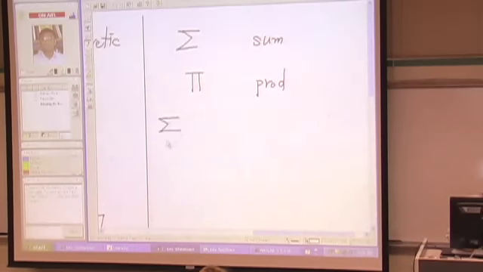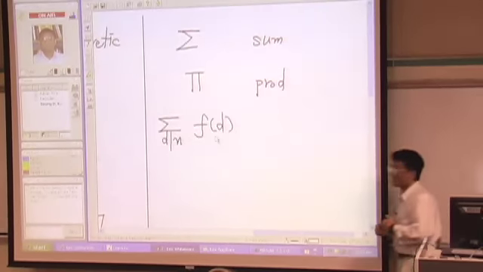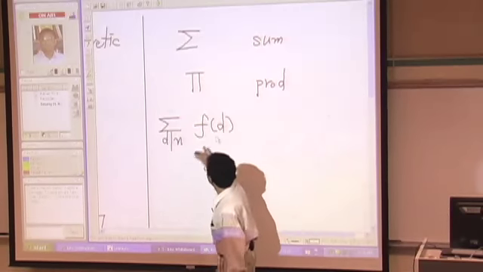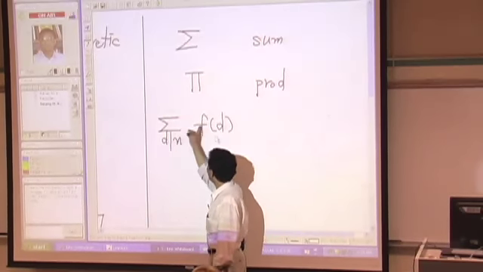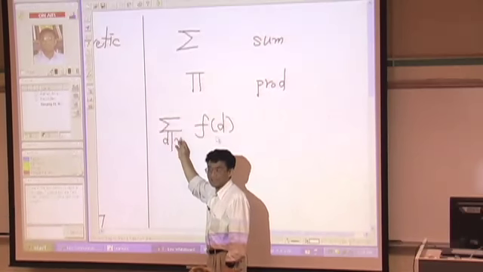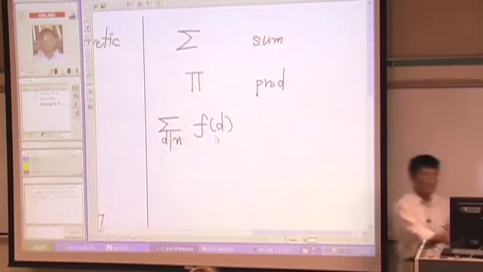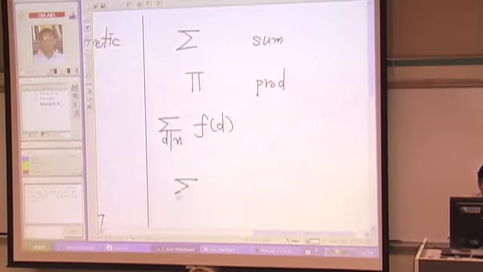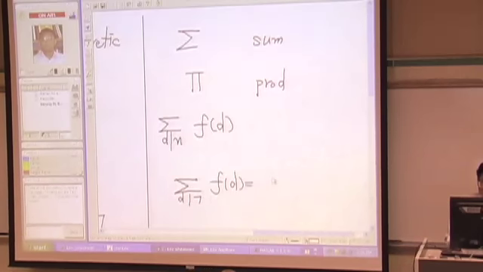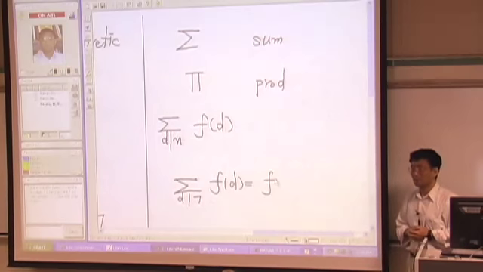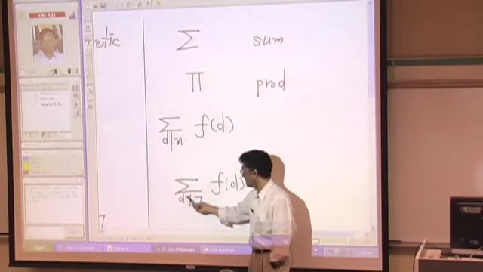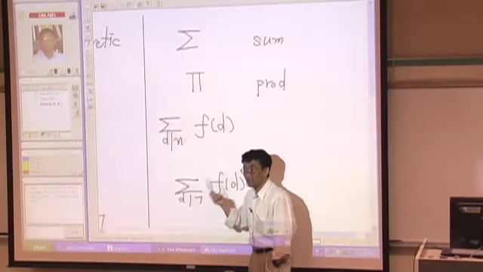Sum of d dividing n of f(d). So take a look. What does this mean? It means the sum of f of d, where d is a factor of n. For instance, I will specify a number, 7. Then what does this mean? One number divides 7. d divides 7. One number divides 7: 1.